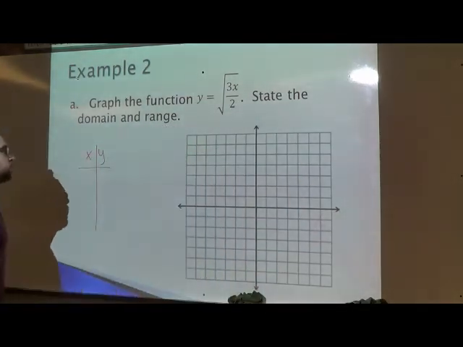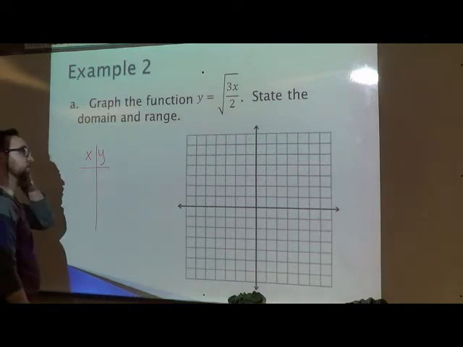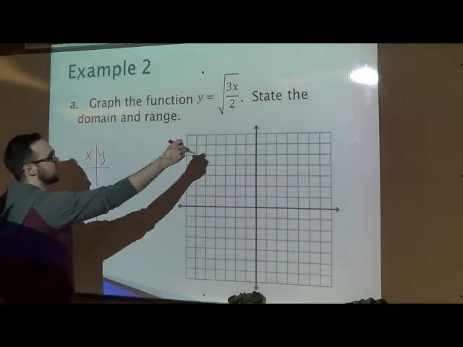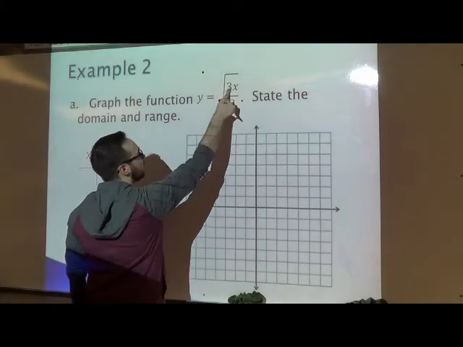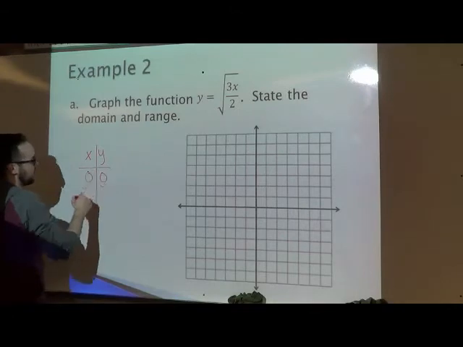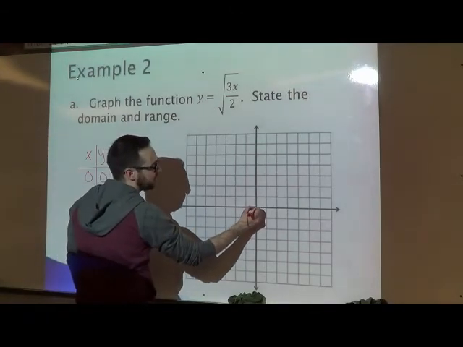Alright, so the square root of 3x over 2. When does x make that 0? When x is 0. Because if I plug in 0 for x, this whole thing becomes 0. So I'm going to start at 0, and that also makes y 0. So my starting point this time is 0.